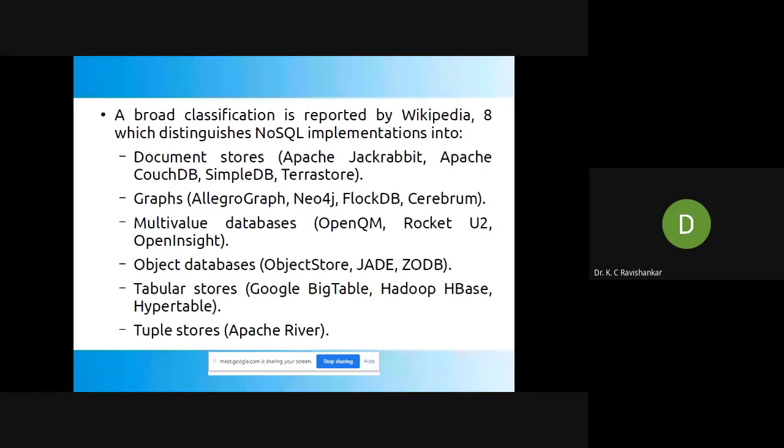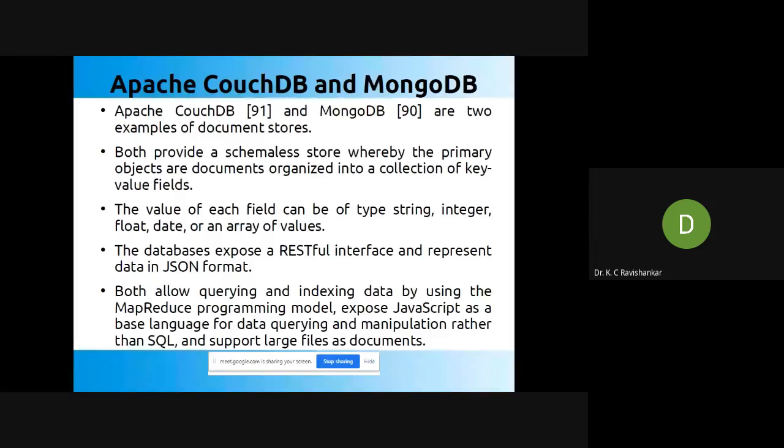Tabular data, which we will be discussing with Google Bigtable as well as Hadoop and HBase in due course. Tuple stores: Apache River. These are some of the NoSQL implementations which are very popular in the field of data handling, data mining, and data analytics. Apache CouchDB and MongoDB we will see in detail.